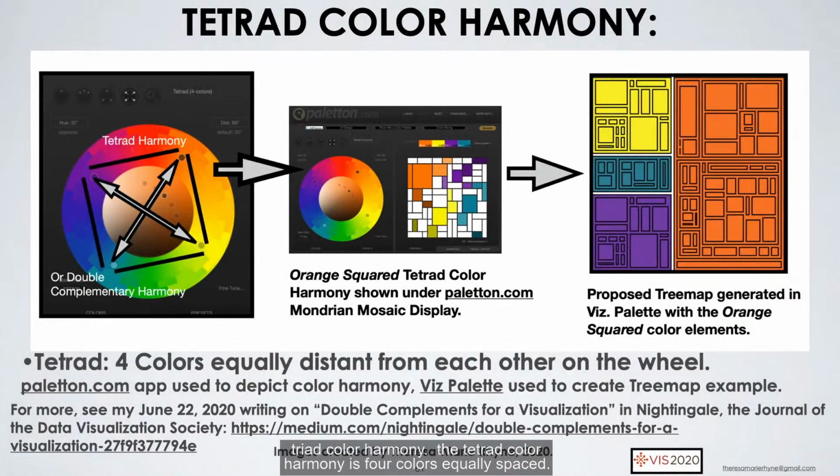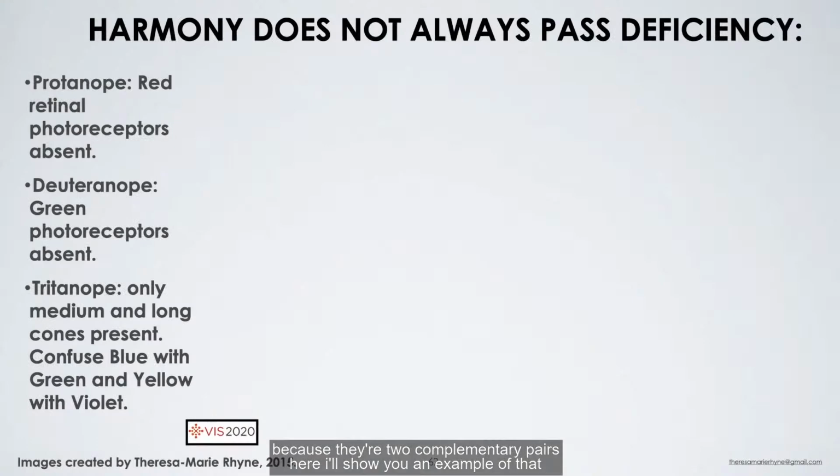The tetrad color harmony is 4 colors equally spaced. Some people call that double complementary color harmonies because there are 2 complementary pairs here. I'll show you an example of that.